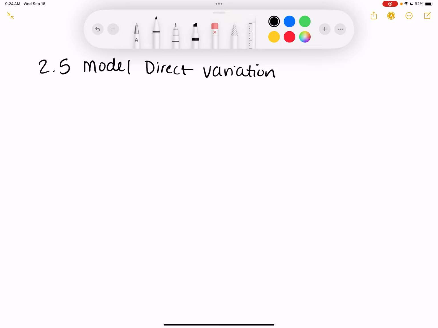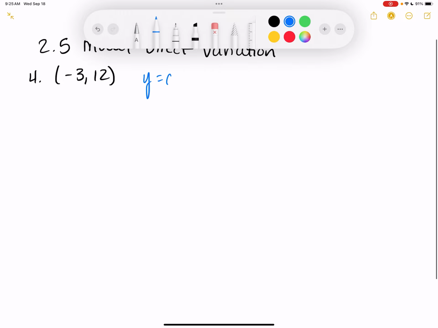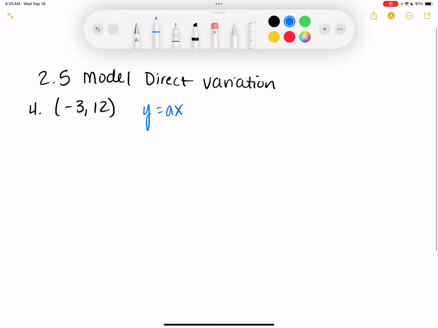First problem: write and graph a direct variation equation that has the given ordered pair as a solution. Number 4, negative 3, 12 is our ordered pair. So I need to write an equation and then graph the solution that goes with it. I plug these numbers into the equation y equals ax to solve for a, and then I rewrite the equation once I solve for a. So 12 equals a times negative 3, so a equals negative 4.